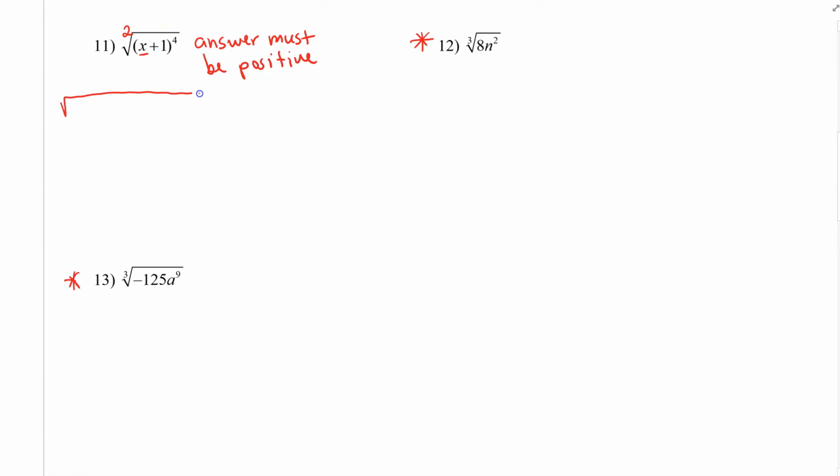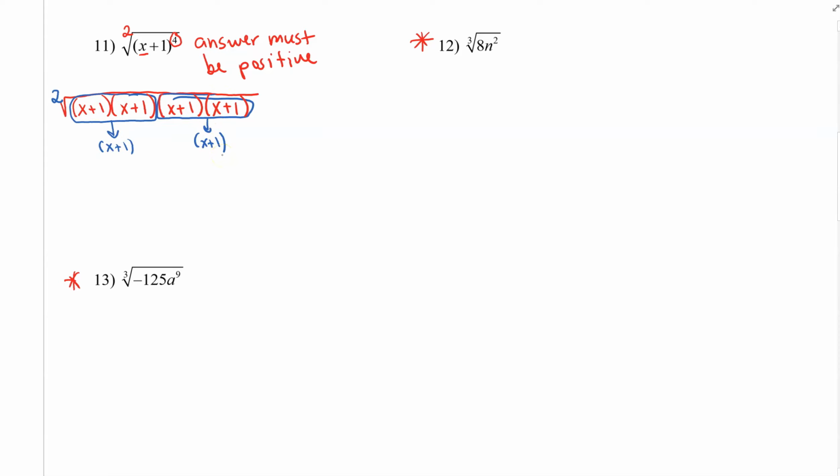So the first thing I need to remember is what it means to raise a binomial, right? X plus 1 is a binomial because it's two terms that need to stay together. When you raise a binomial to the fourth power, that basically means you are writing that binomial 4 times and multiplying it together. What that makes obvious to me is that I have 2 perfect squares. I have 2 index-sized groups, right? This is a square root, and I have 2 perfect pairs of x plus 1 and x plus 1. So I have 2 roots of x plus 1 and then x plus 1.